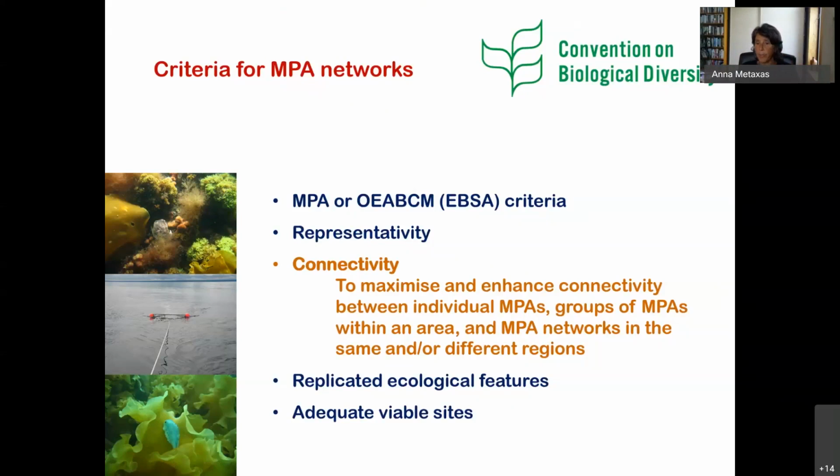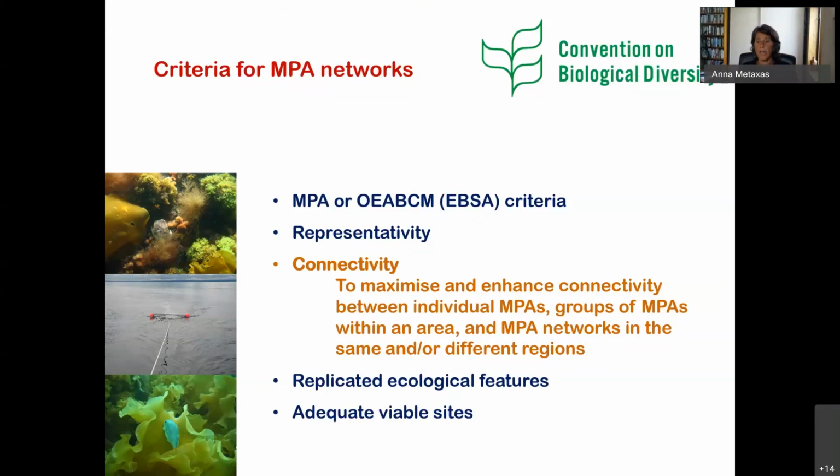You're supposed to replicate ecological features. That is supposed to give you some insurance that, if one of your seagrass beds for some reason dies off, you have another one. So you shouldn't just have one seagrass bed, you should have two seagrass beds, or 3 or 4. All these elements have to do with thinking about the collection of MPAs as opposed to just a bunch of individual MPAs that may not be in any way related. Now, the important element of networks, and this is what I work with and I will focus the rest of my talk on, is connectivity.